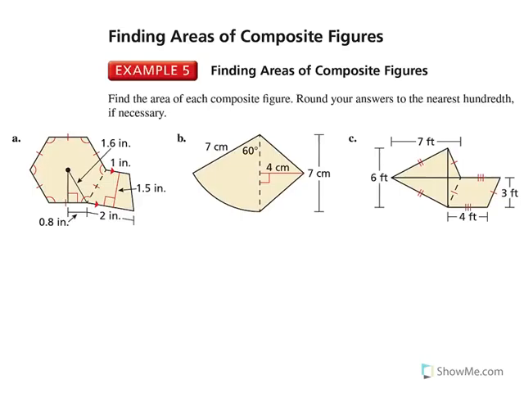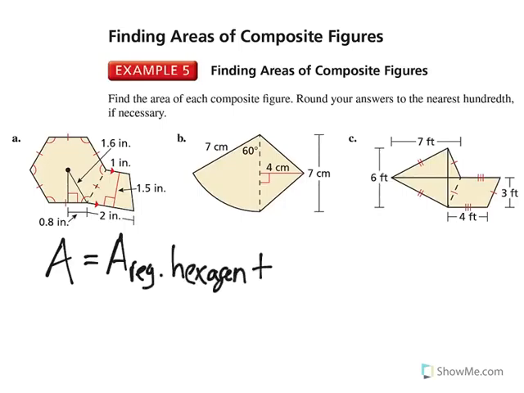This last example, we're looking at composite figures. Composite figures are just when we're combining, or we have an odd shape and we can break it down into figures that we can actually find the area of, and then we add all those areas up together. And so for A, we need to be able to add first the area of a regular hexagon. Because we have all the same angles, we have all the same sides, this will be the area of a regular hexagon plus the area of a trapezoid.